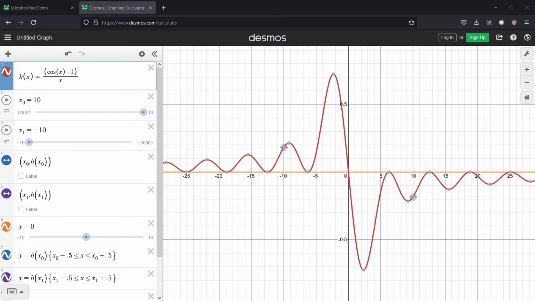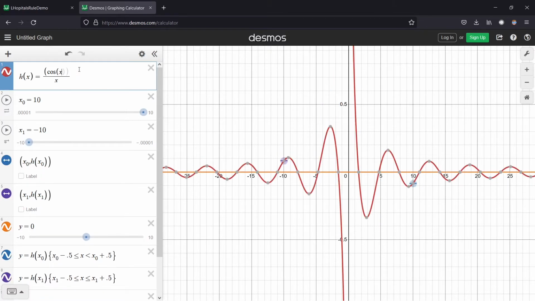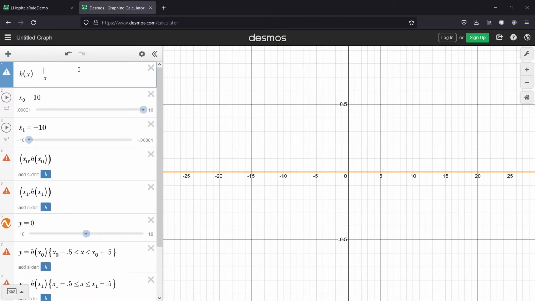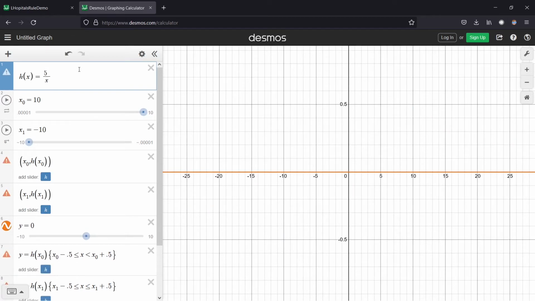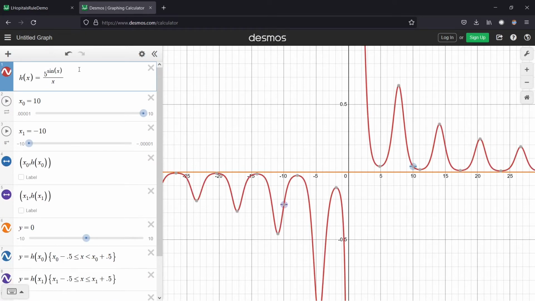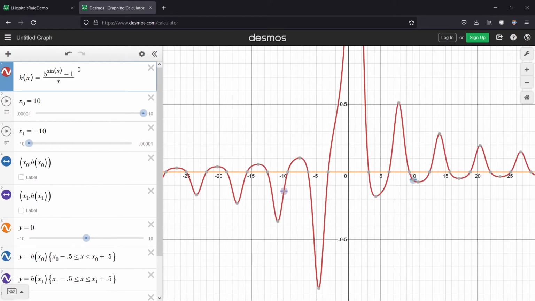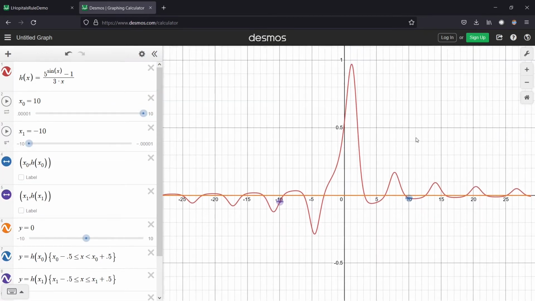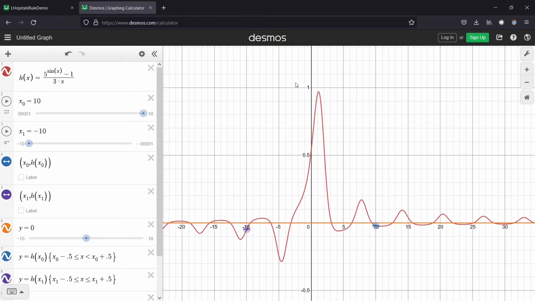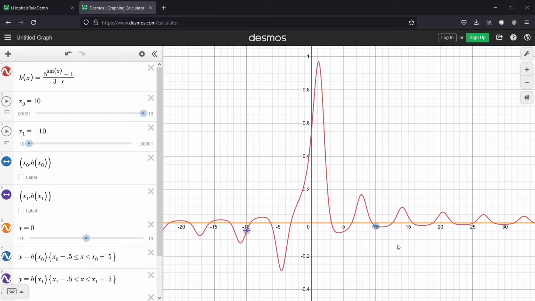So let's see how to change our Desmos file here to directly verify the results of what we've just done. If I change the function first off to (5 to the power sine of x minus 1) divided by 3 times x, this gives us a nice visualization of our function from before.